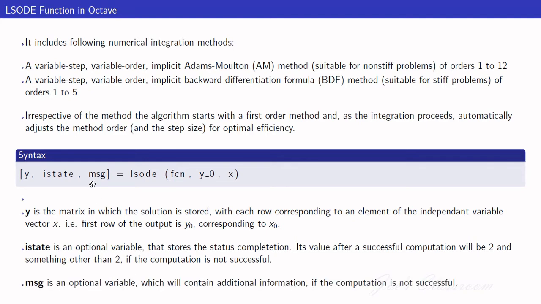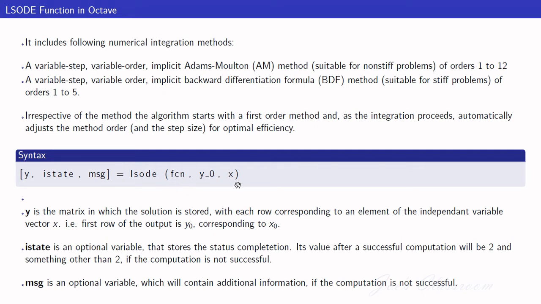And the message variable MSG is also an optional variable, which will contain some additional information in the form of messages if the computation is not successful. So among the three variables y, istate and MSG, the mandatory variable is y. That means you can use this lsode function even without using these two variables.